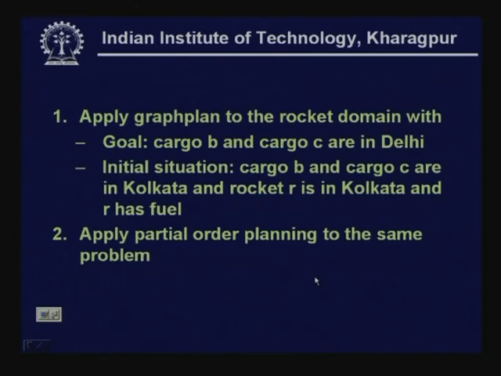Now, given this problem, you need to apply Graphplan to this domain with the goal that cargo B and cargo C are in Delhi. Initially, cargo B and cargo C are in Kolkata and rocket R is in Kolkata and R has fuel. For this you have to execute Graphplan, and on the same problem you execute partial order planning. So, we stop here. Thank you.